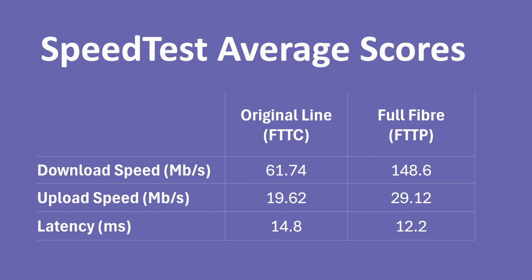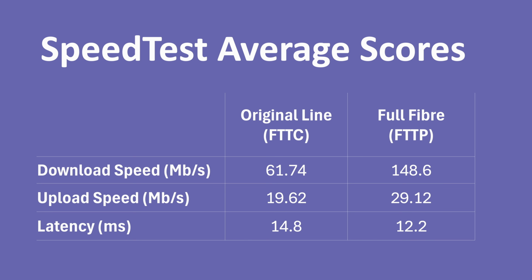Moving on, let's test the speed of the line. Prior to switching over to the full fibre connection, I tested my, at the time, connection over the copper phone line and ran the speed test app on my iPhone 16 Plus right next to it. The test was run 5 times in a row to get the average scores. The results I got were an average download speed of 61.74 megabits per second, with an upload speed of 19.62 megabits per second and a ping latency of 14.8 milliseconds.